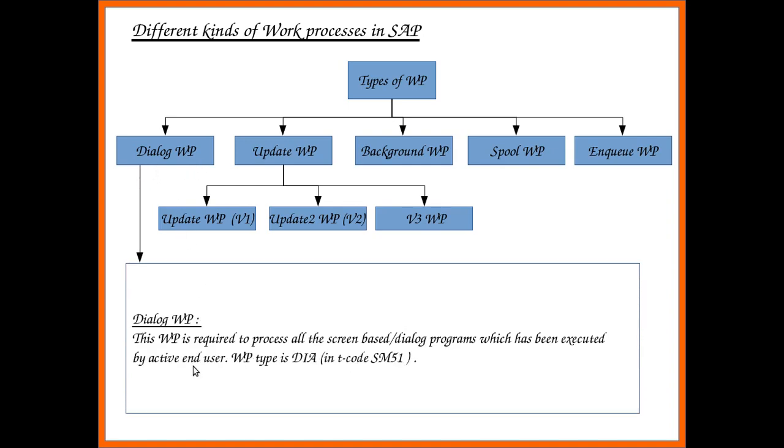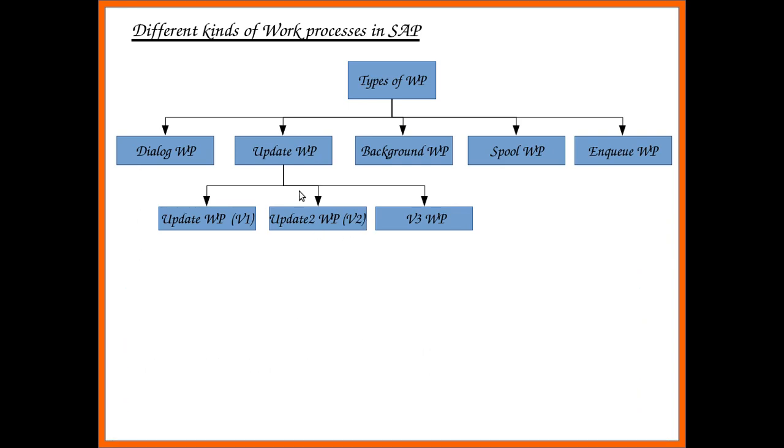The dialog work process is required to process all the screen based or dialog program based programs which have been executed by the active user. Means whenever a screen related program gets executed, the dialog work process is responsible to process it. Whenever an update of a table is required inside the dialog program, the update work process gets called. It is controlled by the commit work command.